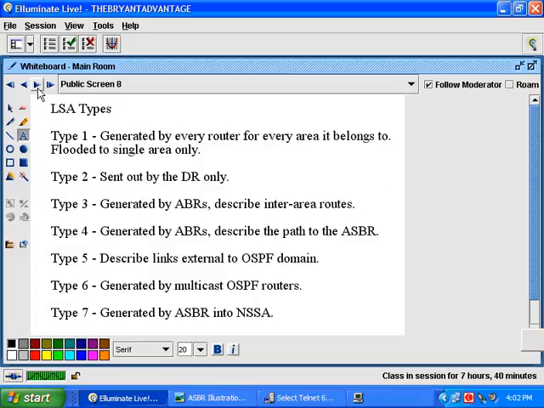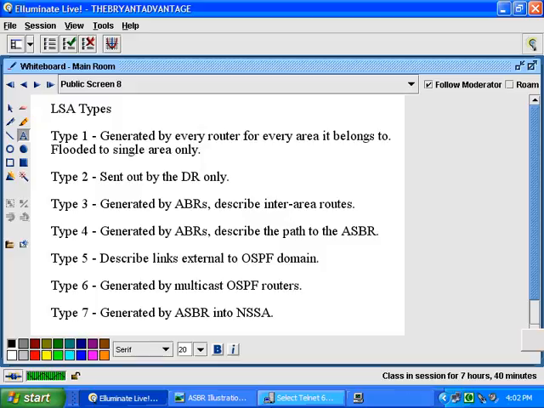When it comes to the LSA types, I would be very familiar with which types are generated by which router and what they mean. And we're going to take a look at some databases as we go around the network here, as we look at the different LSA types to illustrate what each one is. But I would know these cold, the LSA types.